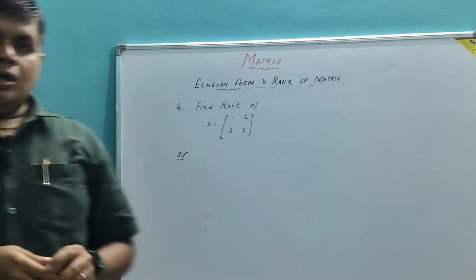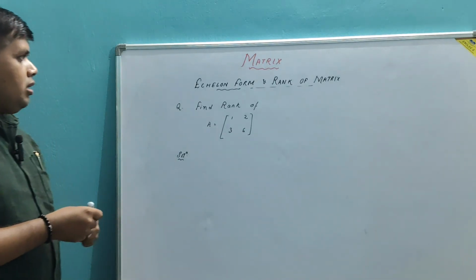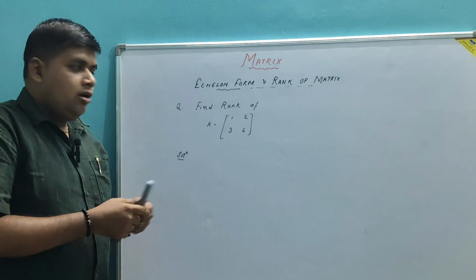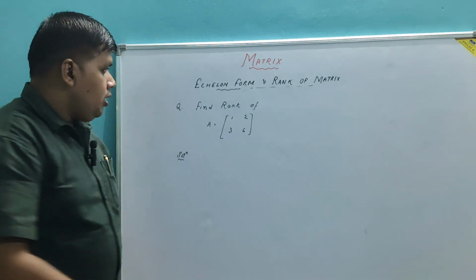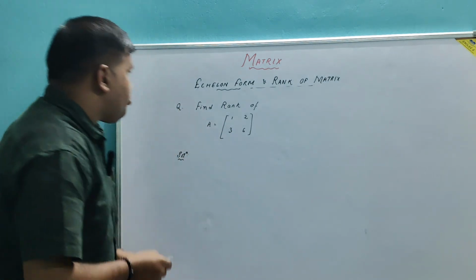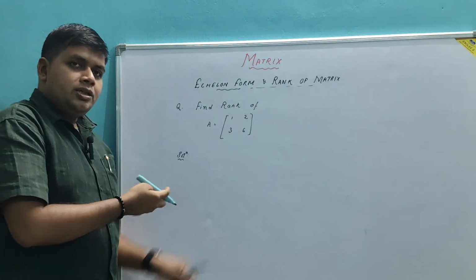Hello everyone. Welcome you all to another video on rank of a matrix. So how we can find the rank of a matrix using echelon form. So here the given matrix is 1, 2, 3, 6.